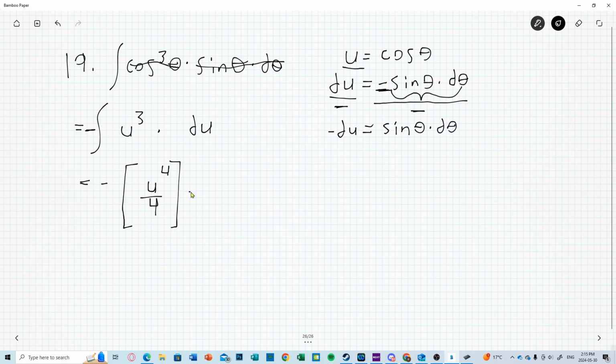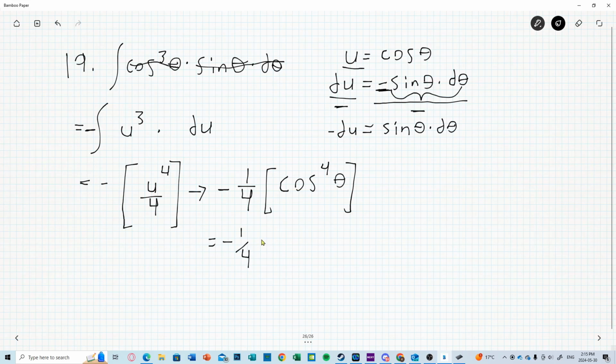It's taken care of. So now, we're going to put back cos theta for u, and we're going to have negative out front. We're going to bring the 1 over 4 up front, because that's just a constant. And now we'll deal with the u, which just becomes cos to the 4 theta. Now, to put it all together, we can just do negative 1/4 cos to the 4 theta. And then since there's no bounds for this integral, we have to always add plus c at the end, because there's a random constant that can be added due to the integration.